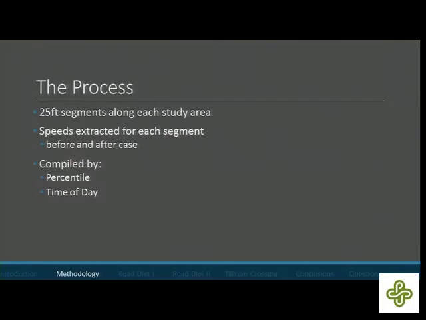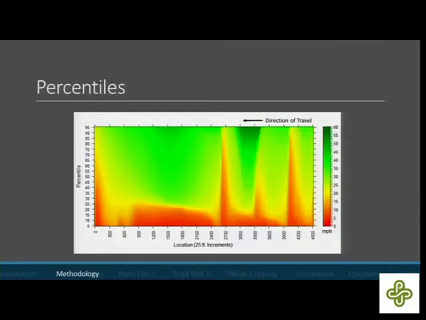So for this study, I decided to use 25 feet increments. It was somewhat arbitrary, but it's shorter than the shortest distance between cumulative 5-second data. And then I extracted speeds before and after each of those points, and then compiled them in 2 different ways. The first is by percentile. So by percentile, you have the 95th percentile travel speed on top, which is going to be faster, and the 5th percentile travel speed on bottom. And these travel speeds give you an idea of what percentage of buses are experiencing certain behaviors.